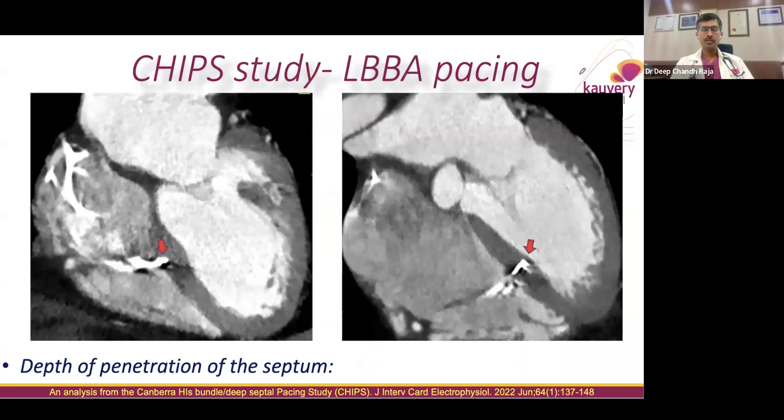A little more depth on how this left bundle branch lead looks on a CT scan. In the early part of this decade, we were interested in understanding how deep you need to get into the septum to really capture the left bundle. What we thought was that if you take the lead much deeper, at least 70% across the septum, that's where you will be able to capture the left bundle successfully.